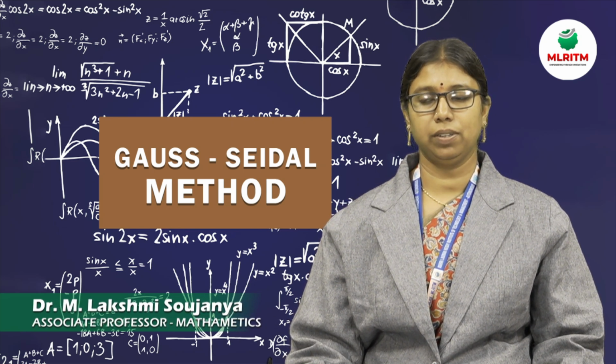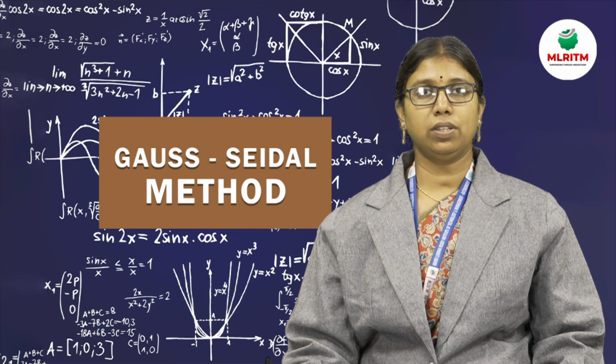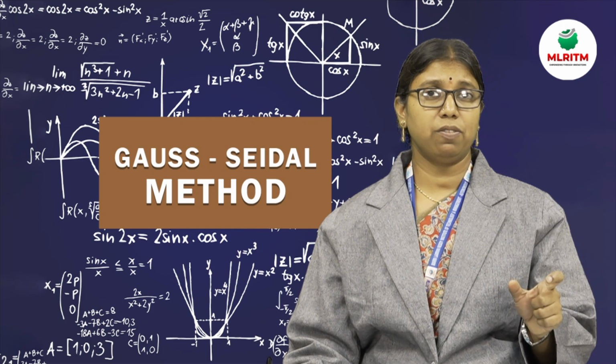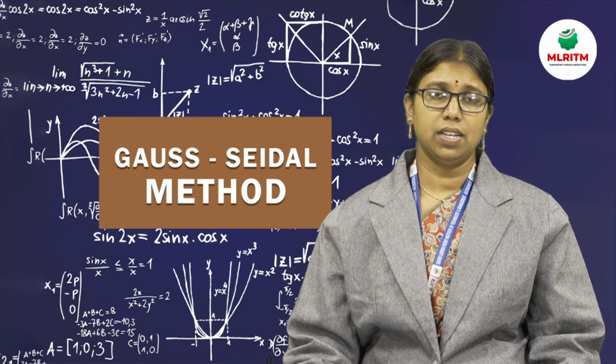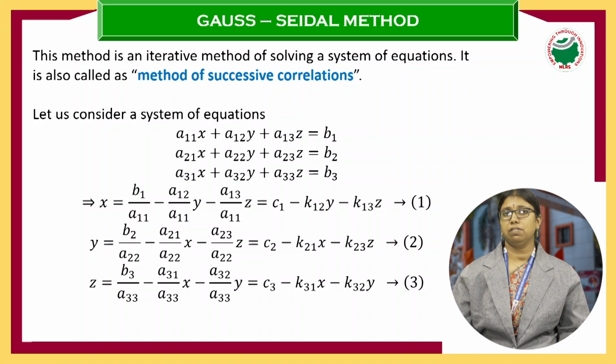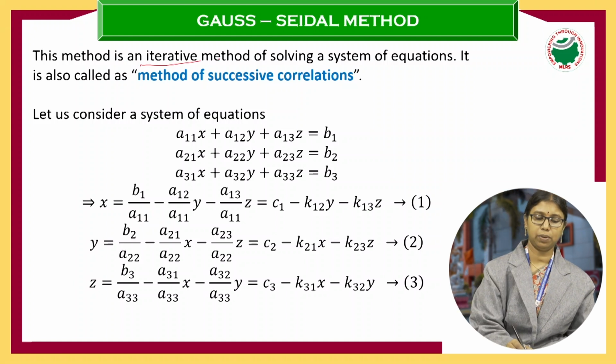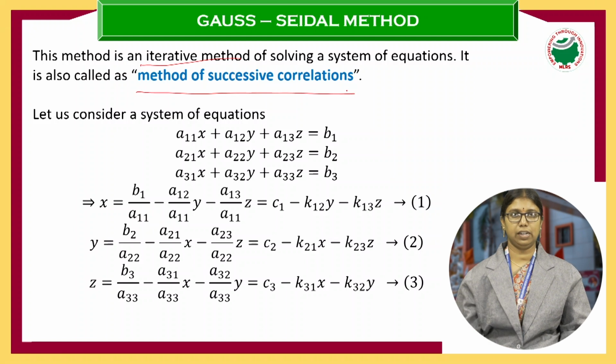Today we are going to discuss the Gauss-Seidel method. In this method, we can solve a system of non-homogeneous equations. Since to solve these non-homogeneous equations, we are using iterations, that's why we can also call this method the iterative method or method of successive corrections.